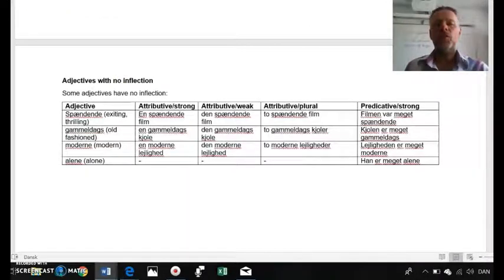Some adjectives have no inflection at all. Here are some frequent adjectives. Spændende, en spændende film, den spændende film, 2 spændende film, filmen var meget spændende. Gammeldags, en gammeldags kjole, den gammeldags kjole, 2 gammeldags kjoler, kjolen er meget gammeldags. Moderne, en moderne lejlighed, den moderne lejlighed, 2 moderne lejligheder, lejligheden er meget moderne. Alene, like alone, alene can only be used as predicate. Han er meget alene.